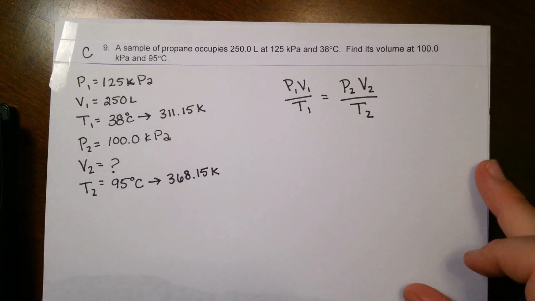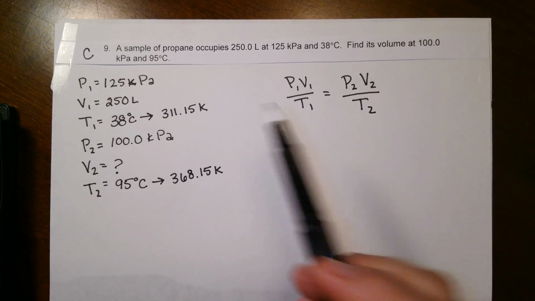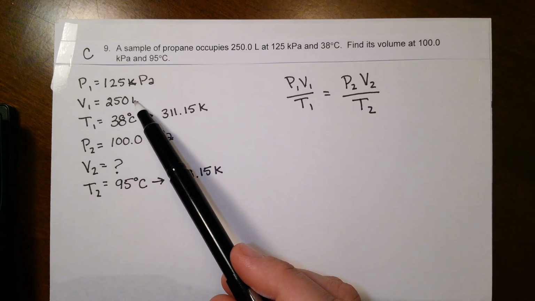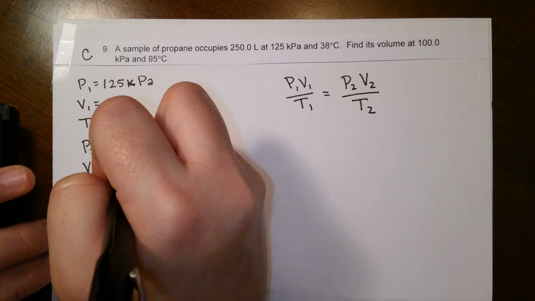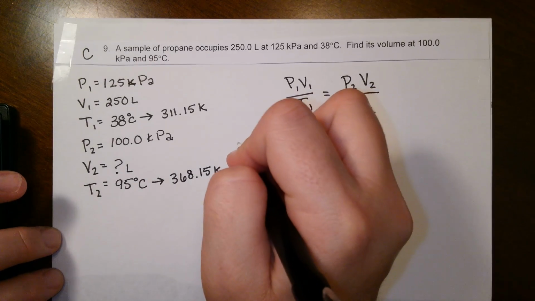The other catch with our combined gas law is that we just have to make sure our units match from our initial, or our ones, to our final, or our twos. So for pressure, we see kPa, both for 1 and 2. Volume, we see liters for 1. There's no unit for 2, but since it has to match, we know that liters is going to be the unit coming out. And then both of our temperatures are in Kelvin, which means we're good to go in.